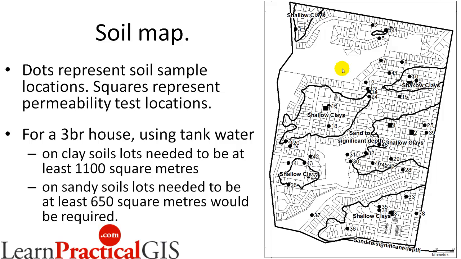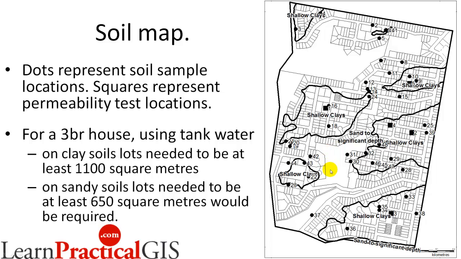On clay soils, those soils that don't absorb a lot, you're going to need at least 1100 square metres of block size in order to dispose of the wastewater on site. And with the sandy soils, you're going to need at least 650 square metres. Right, so what we're saying is that the blocks in these shallow clay areas that we mapped need to be at least 1100 square metres, and in these sandy soils, they need to be at least 650 square metres.